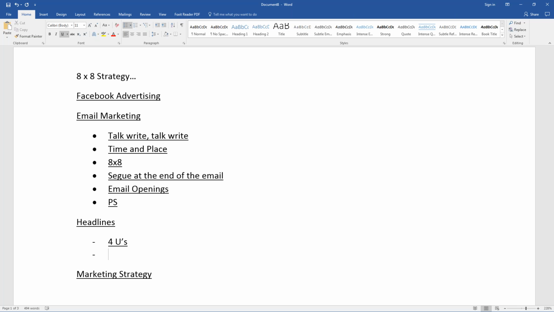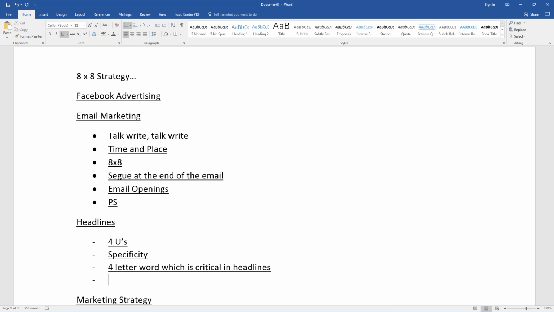So we've got the 4 U's, and I can talk about the importance of specificity. I can talk about the four-letter word which is critical in headlines that nobody really knows about. And if you're interested, that word is this. It's probably the most powerful word that I've seen used in headlines. I didn't pick that up from any book or anything.